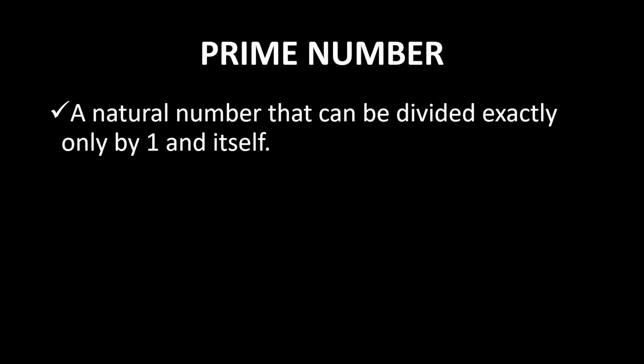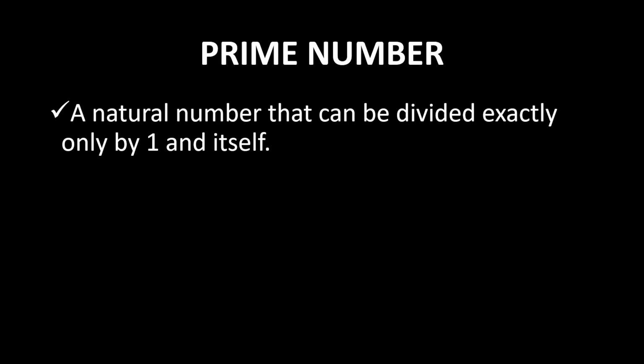Fundamental theorem of arithmetic. But before going into that, let's discuss some basics. So what is a prime number? A natural number that can be divided exactly only by 1 and itself, which basically means that a prime number will have only 2 factors, 1 and the number itself.